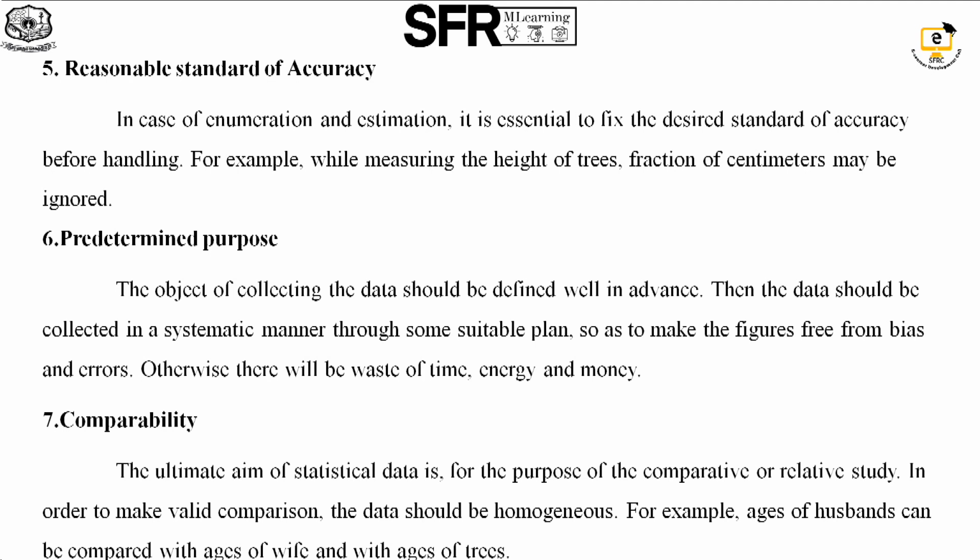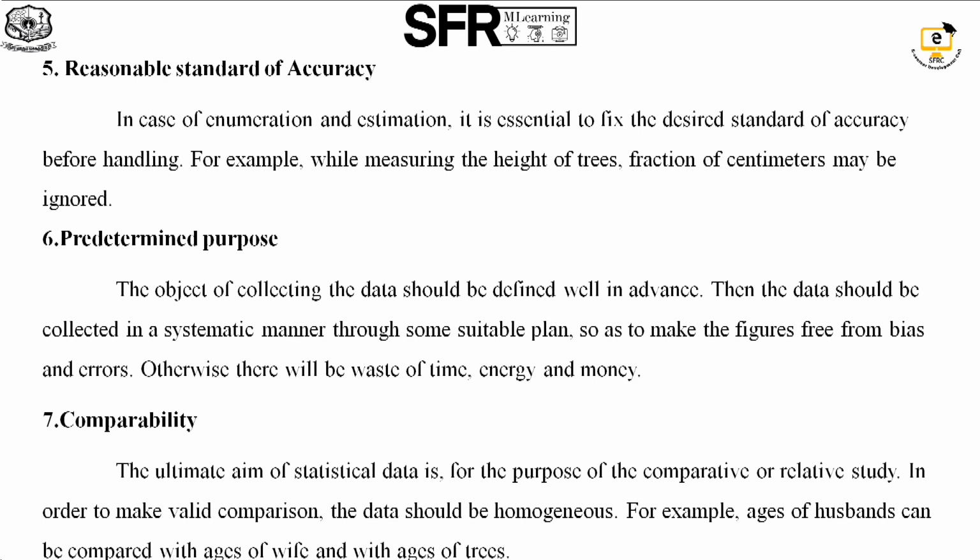So that was collection of data. Next one is comparability. The ultimate aim of statistical data is for the purpose of comparative, relative study. In order to make a valid comparison, the data should be homogeneous. For example, the ages of husbands cannot be compared with the ages of trees, it is not suitable, right? Because one is a human being and the tree is not, so we can't relate them. So this is comparability.